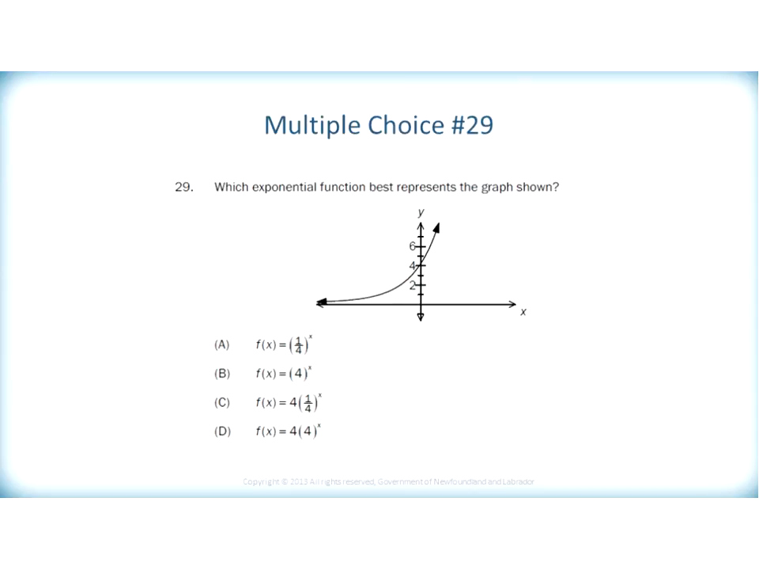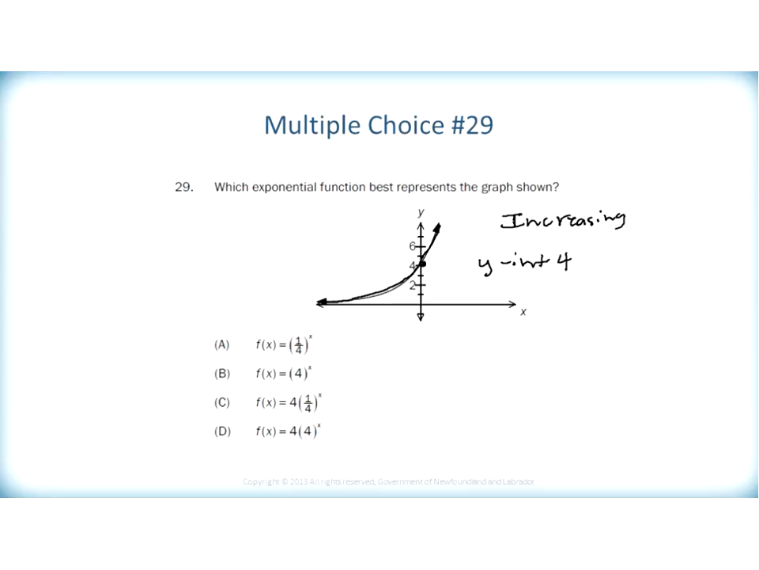Which exponential function represents the graph shown? So here we have an increasing exponential function. The graph goes from quadrant 2 to quadrant 1, as with any exponential function. That is the only behavior for exponential functions, from quadrant 2 to quadrant 1. We have a y-intercept of 4.